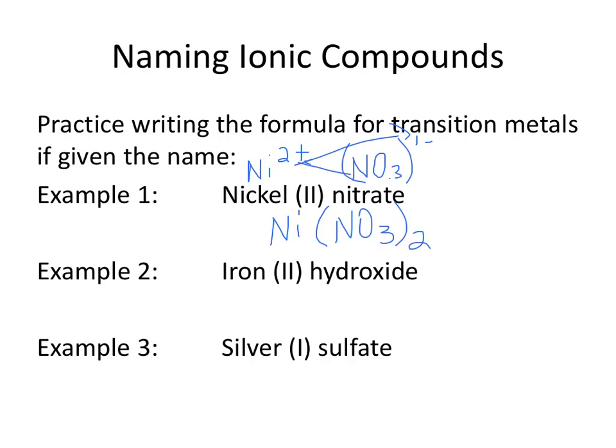So iron 2 hydroxide, do this in a different color. Fe2 means iron is carrying a 2 plus charge in that compound. Hydroxide, if you look that up, is 1 minus. So this is going to be Fe1OH2.